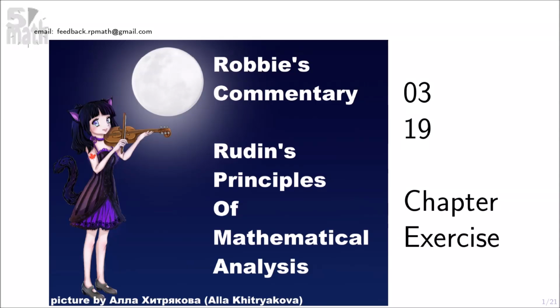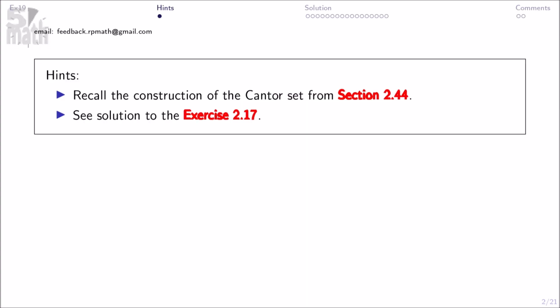Chapter 3, Exercise 19. Hints. Recall the construction of the Cantor set from section 244. See solution to the exercise 217.